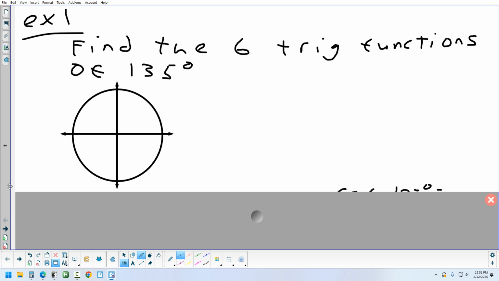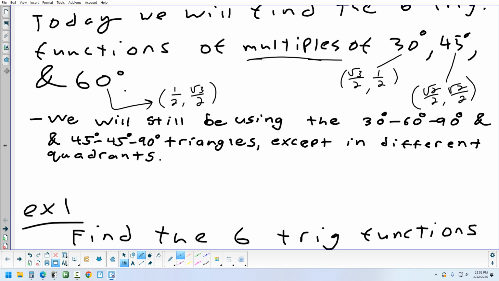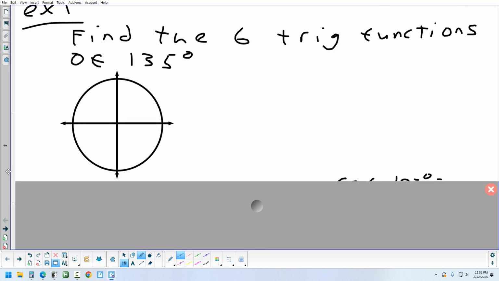The first thing we want to do is make a sketch, because what is it we need to figure out? The coordinate. We can't do anything till we know that. When we find the coordinate, it's either going to be the 45-45 triangle or the 30-60. It's always going to be one of those two. Let's figure out which one it is.